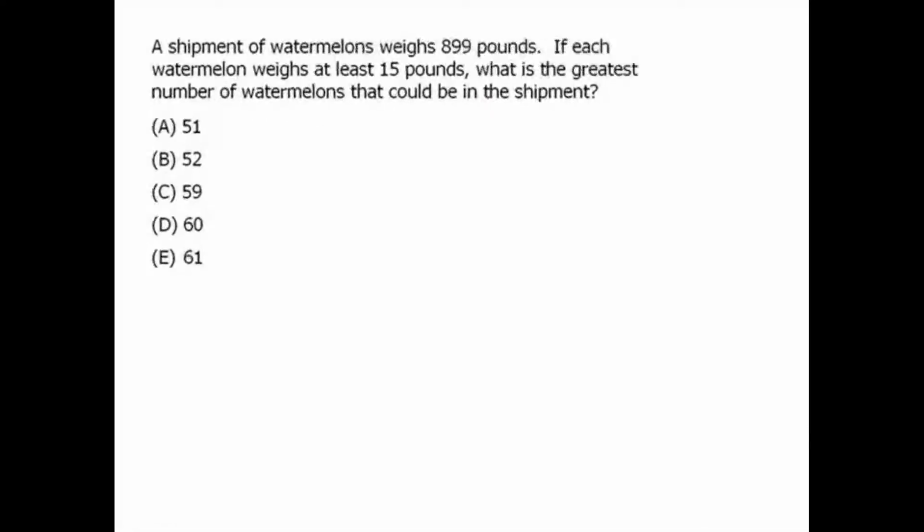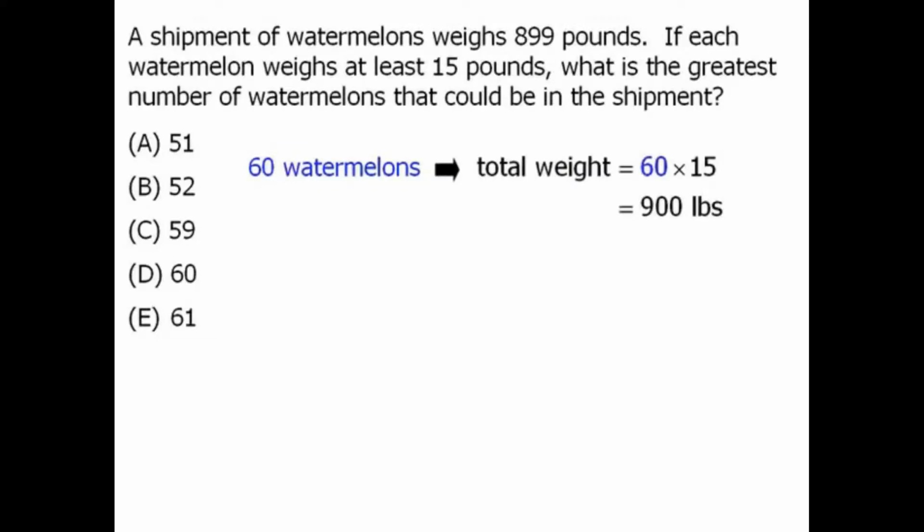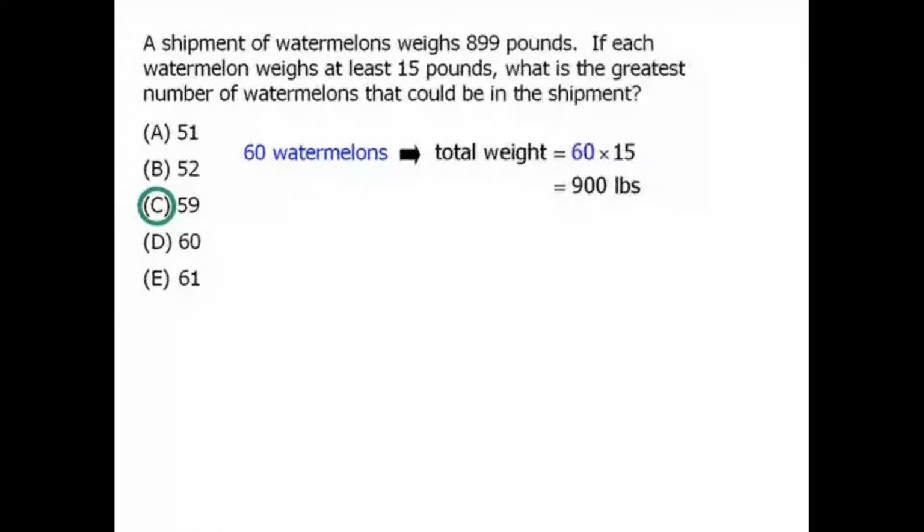In order to maximize the number of watermelons in the shipment, we need to minimize the weight of each watermelon. So we'll say that each watermelon weighs exactly 15 pounds. Now let's try one of the answers in our answer choices. A convenient number here is 60. If there were 60 watermelons, then the weight of our shipment would be 900 pounds. Notice that this is only 1 pound too many. As such, we cannot have 60 watermelons, so we must have 59. So our answer is C.